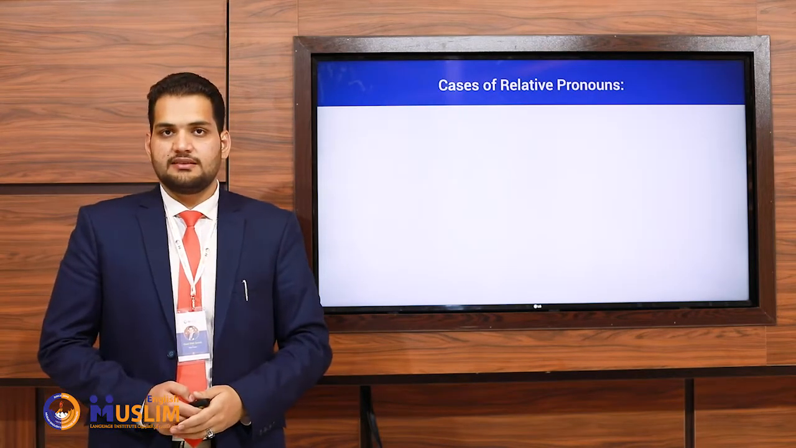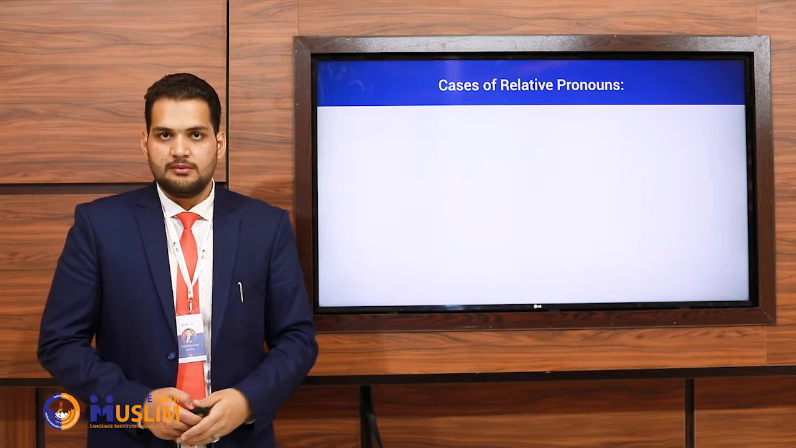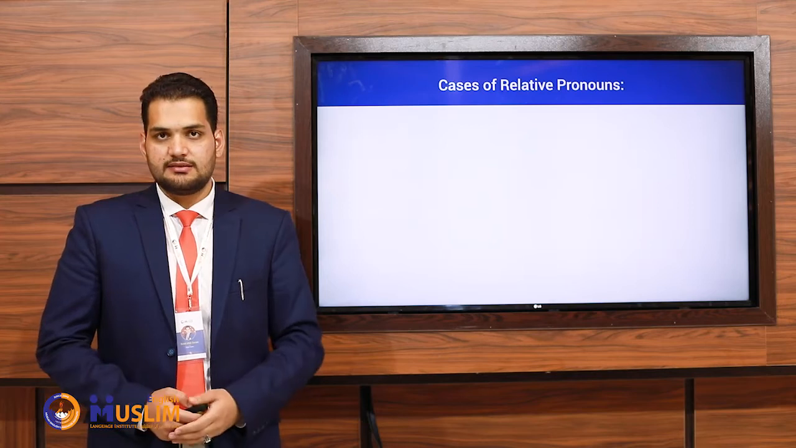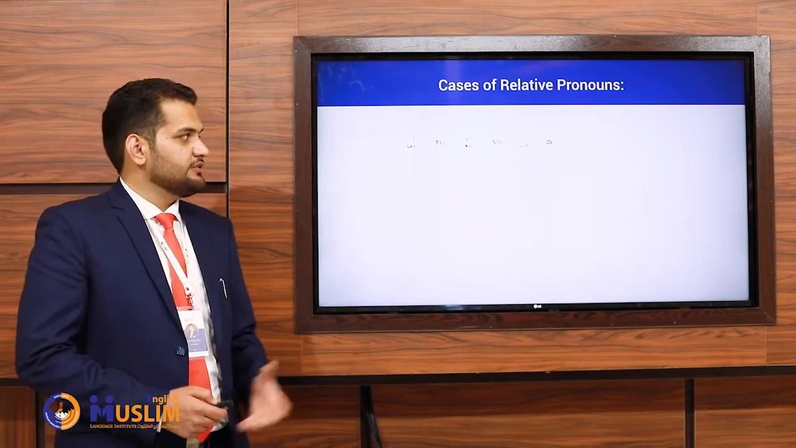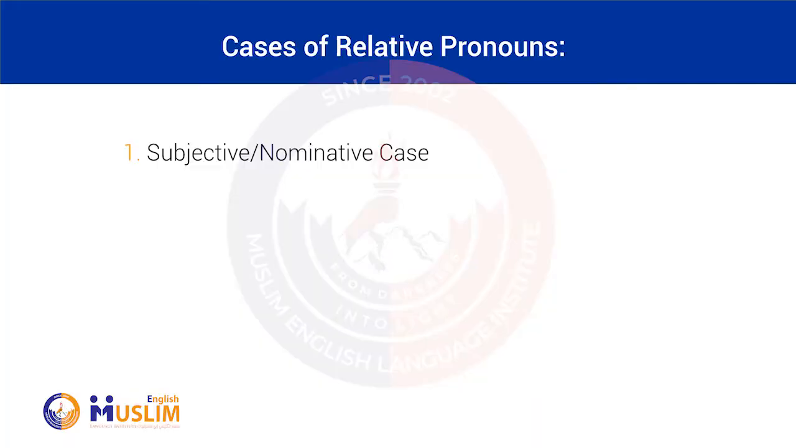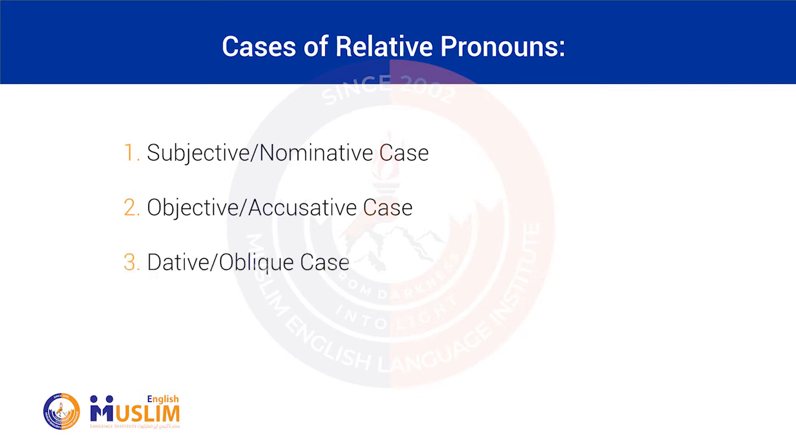Let's talk about the cases of relative pronouns. By cases, I mean where I can use the relative pronoun in a sentence. These are the main cases of relative pronouns. Number 1, subjective or nominative case. Number 2, objective or accusative case. Number 3, dative or oblique case.